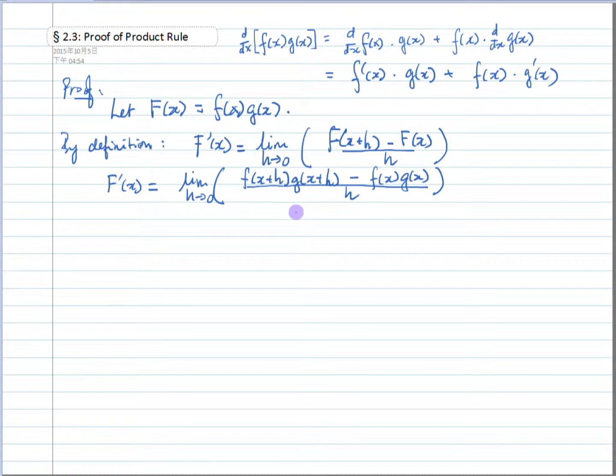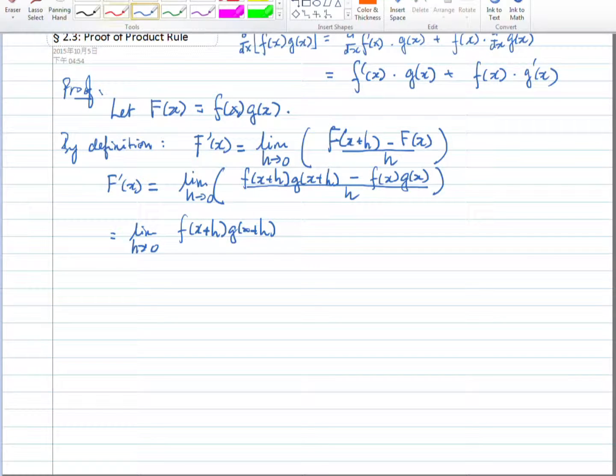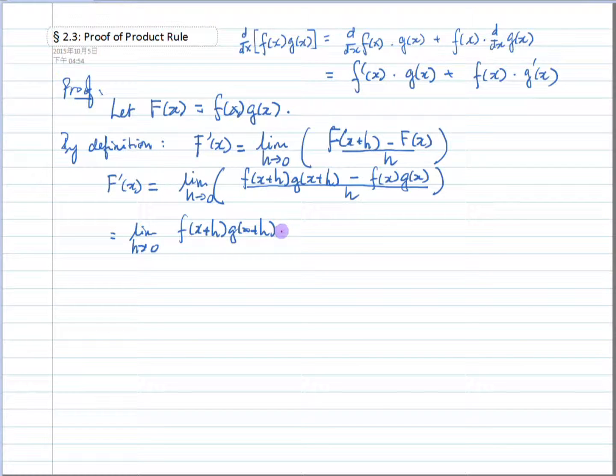How are we going to expand this expression? We're going to introduce a term which is not in there, and then we're going to take it out again. So how is this done? Let's write the first term down. So this is the first term. And then we're going to put two extra terms in the middle. First, we write minus f of x plus h times g of x.